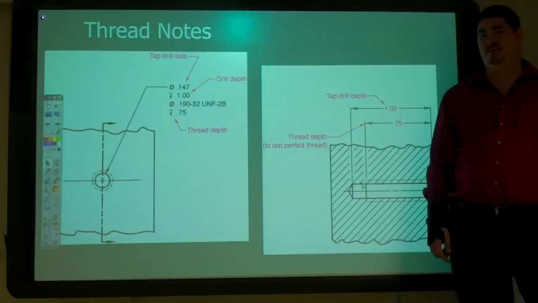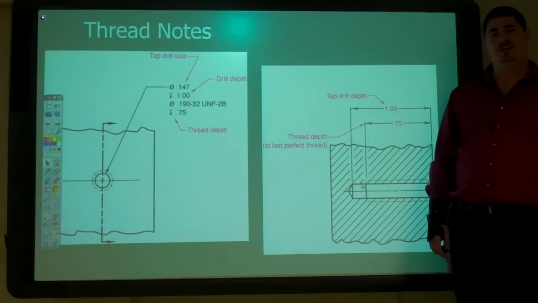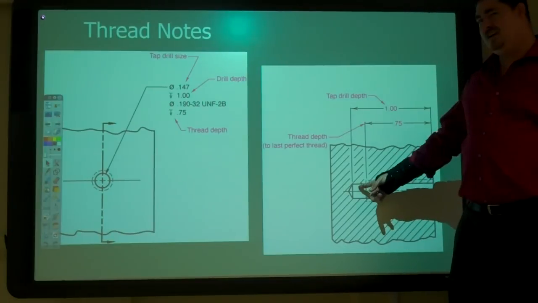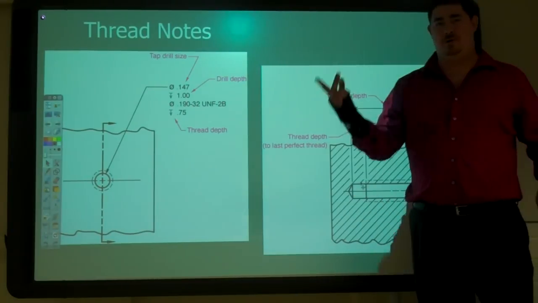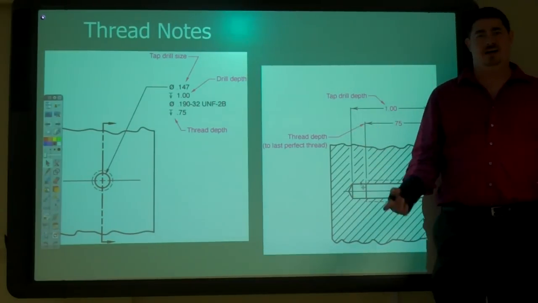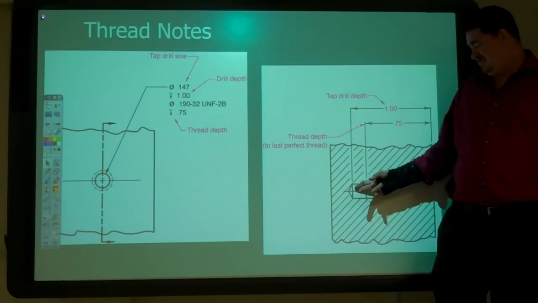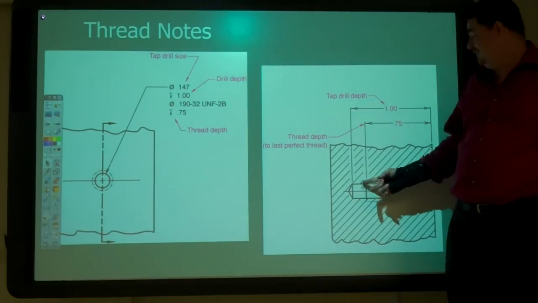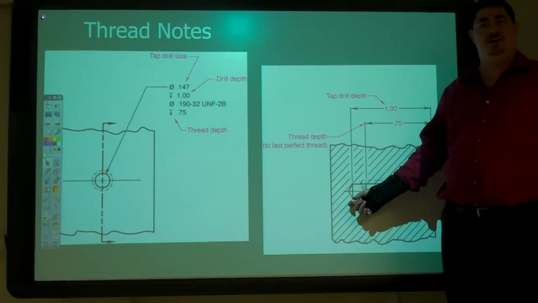What do we care about? Okay, what's your boss care about? Money and time. If we bottom tap it, that's a second operation. It's going to take more time, and that last little bit's going to be slower. You're going to break tools maybe if you don't go slow enough. Just more time, costs more money to do it.